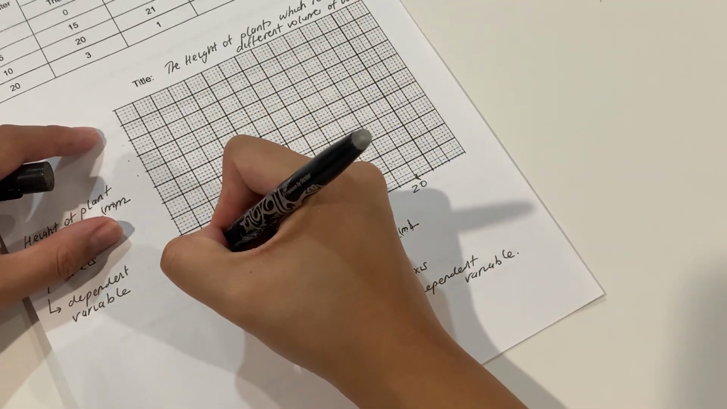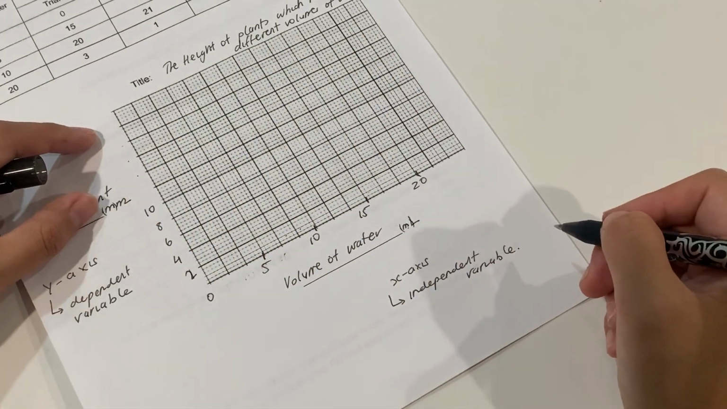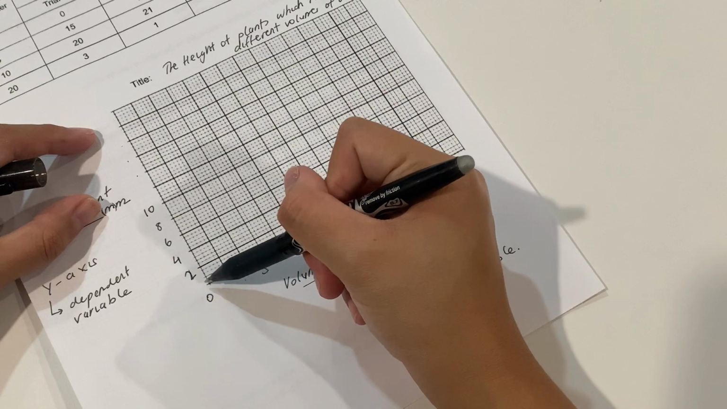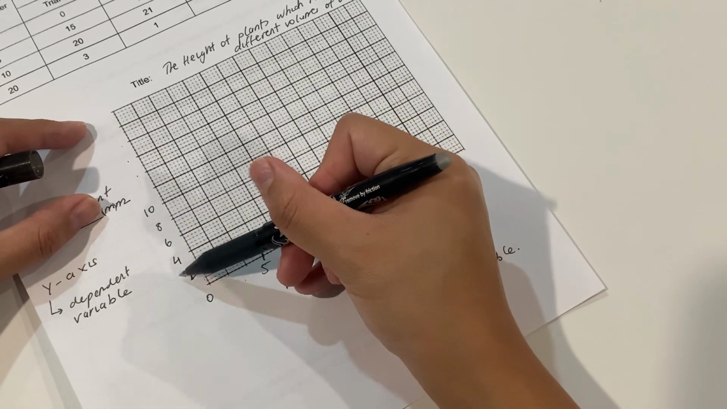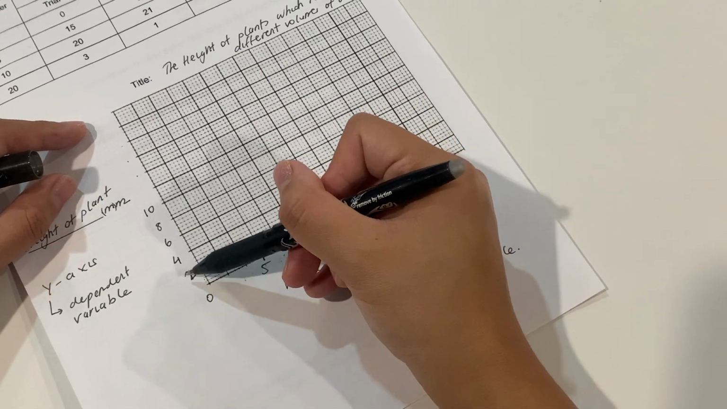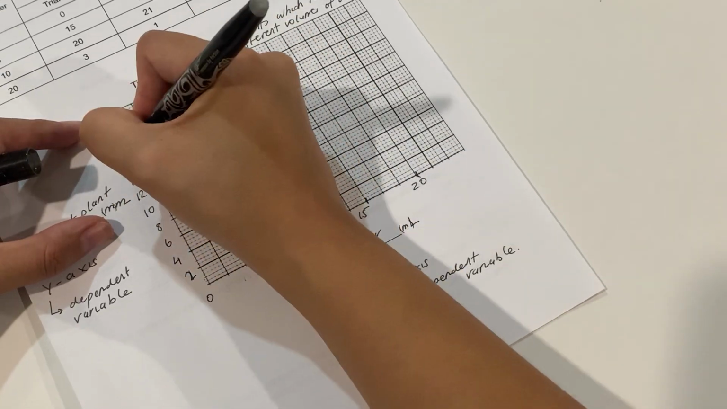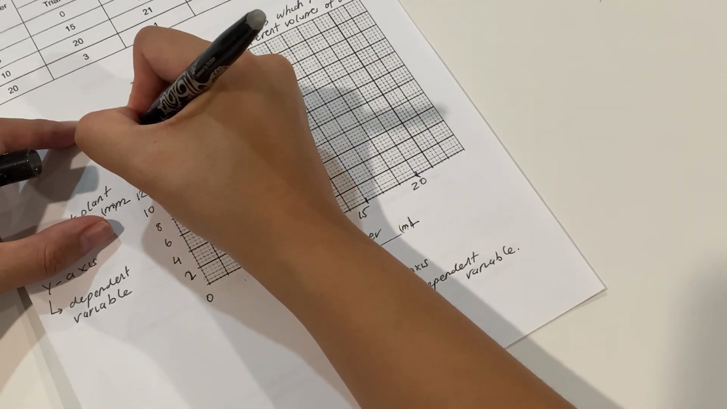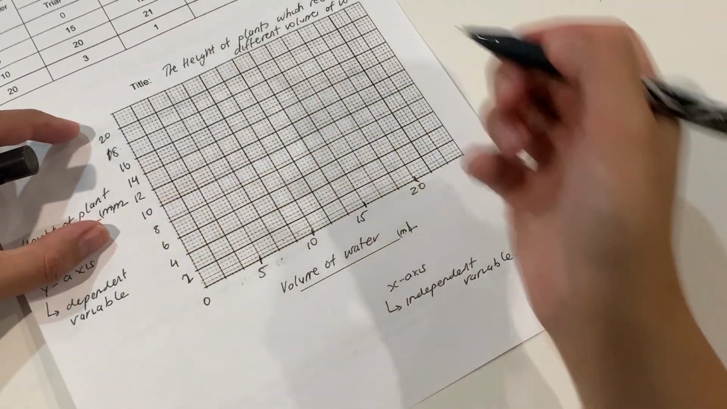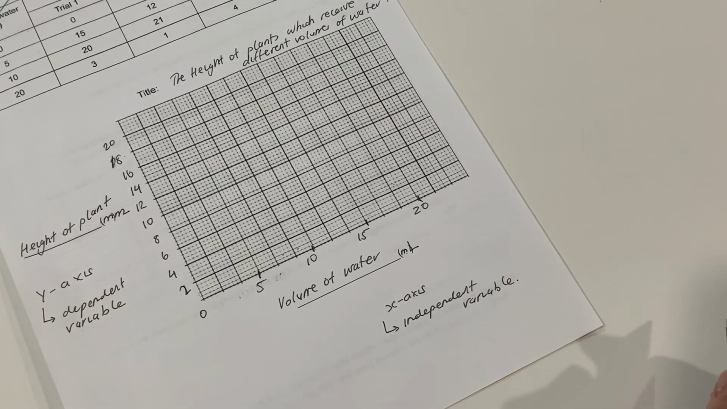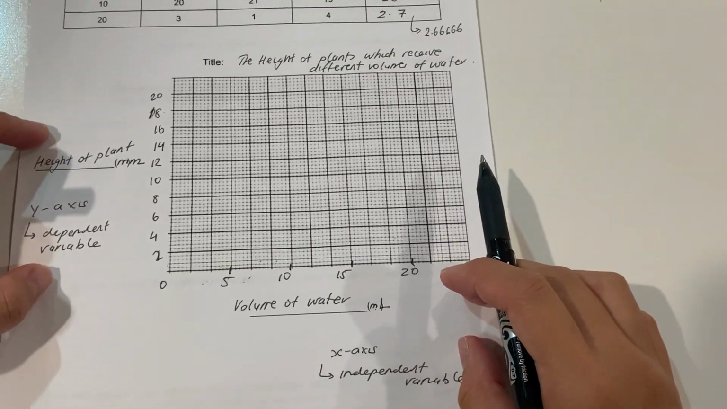All right, so let's do 2, 4, 6, 8, 10. Is this going to work this time? Are they evenly spaced? 2, 4, 6, 8, 10. So 1 square equals a value of 2 millimeters. 2, 4, 6, 8, 10, 12, 14, 16, 18, and 20. Okay, so that is a very even scale, an even space of 2. Now we're ready to plot.